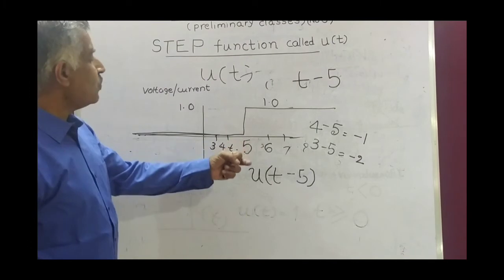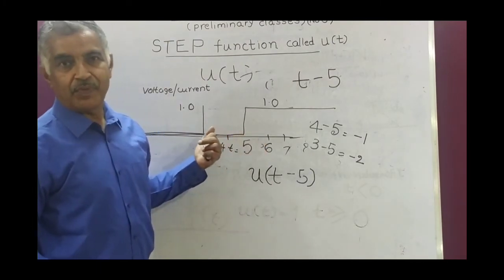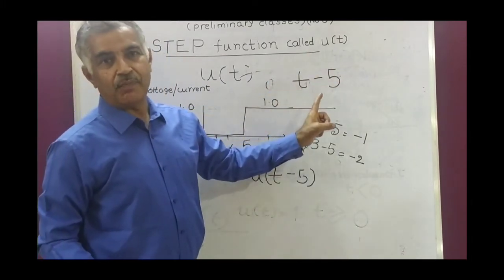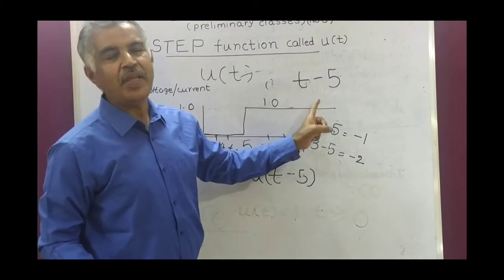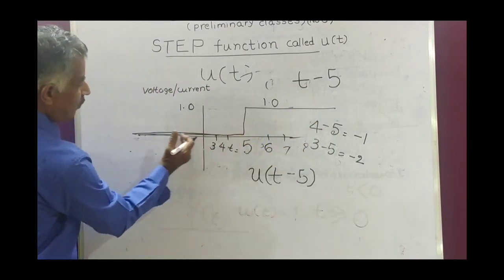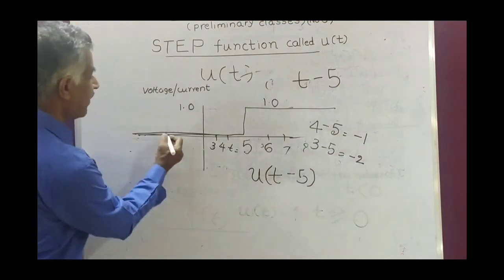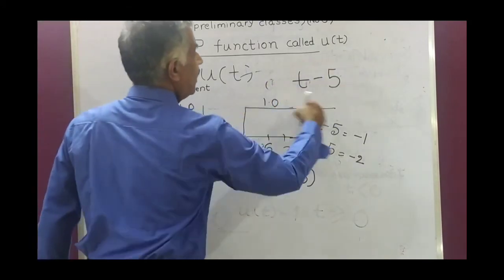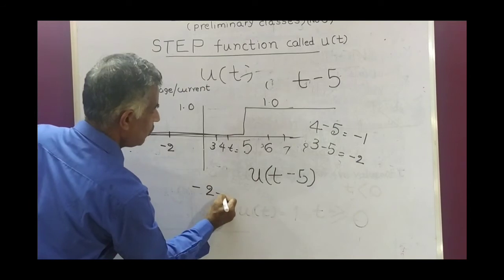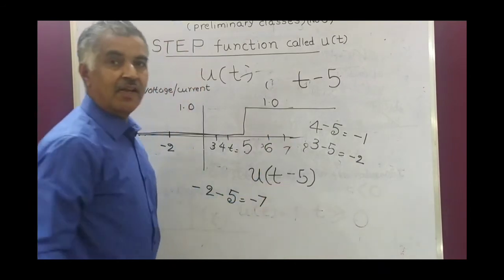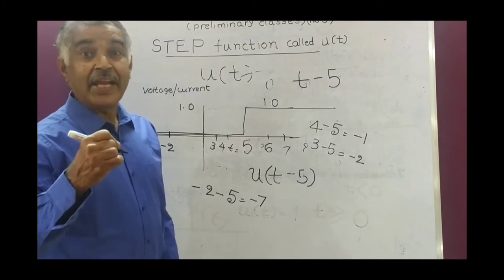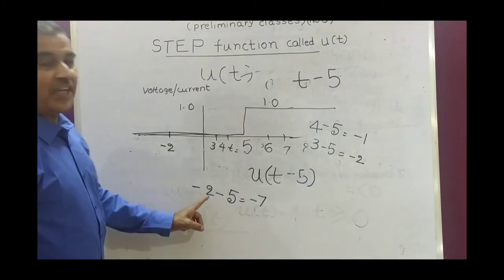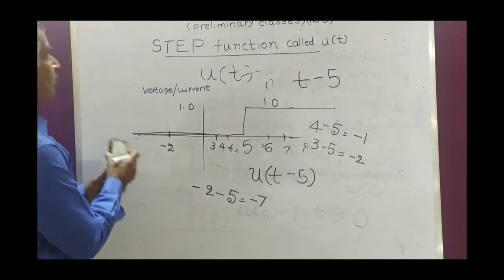So for values of t less than 5, the argument becomes negative. Whenever the argument becomes negative, according to the step function, its value has to be 0. That is why for these values, the value of the function is 0. For example, take t equal to minus 2. Then t minus 5 becomes minus 2 minus 5, that is minus 7. Whenever the argument is negative, that is less than 0, the value of the function is 0. This is what is called a shifted step function.